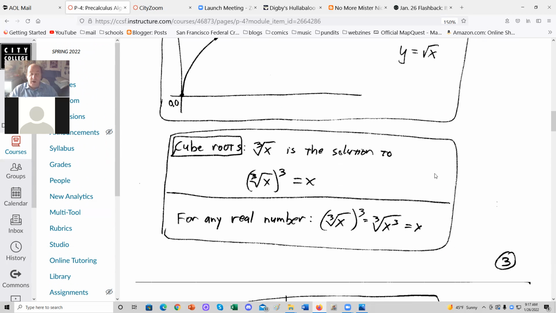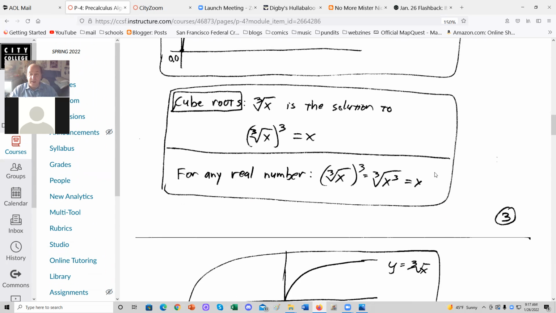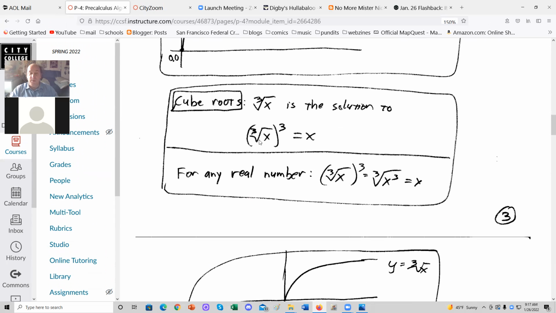Similarly to square roots, there are cube roots. Cube root of x is the number which cubed is x. It turns out we don't have the ambiguity we have with square roots. For any real number x, its cube root cubed is x, and the cube root of the cube is x.